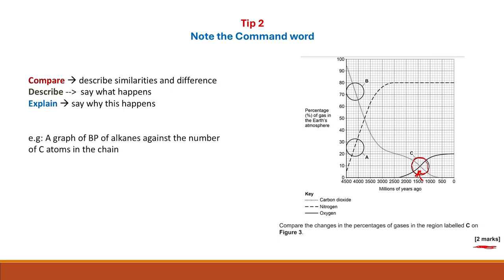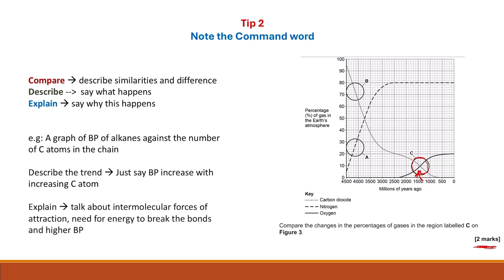For example, a graph of boiling point of alkanes against the number of carbon atoms in the chain. If they ask you to describe the trend, then you just say that boiling point increases with the increase in carbon atoms. But if they ask you to explain the trend, then you need to talk about intermolecular forces of attraction between the molecules and the increase in these forces of attraction, and this is why we would need more energy to break them, and this is why they have a higher boiling point.